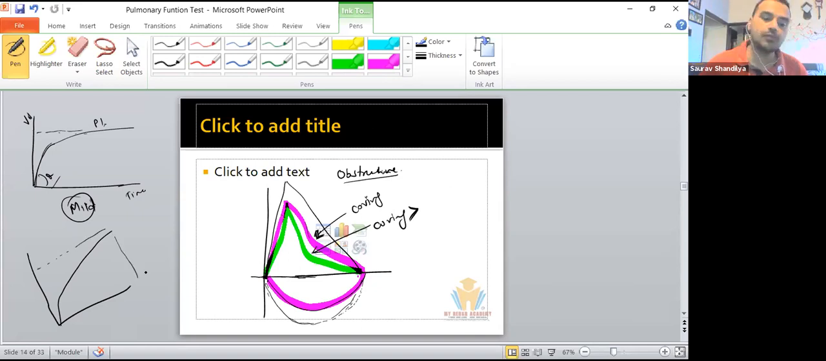If you see the volume versus time graph, which is actually not on the PFT chart, but the volume versus time graph, it takes a long time to attain the plateau. Okay, so this is how you have to make the difference between volume versus time and the flow volume loop on the PFT chart. But the story is not finished yet. It was a story of obstruction.